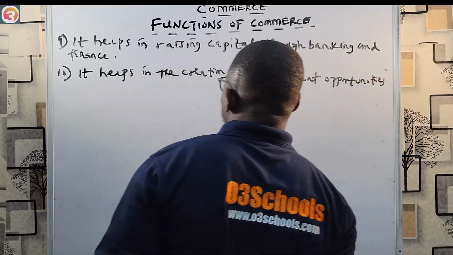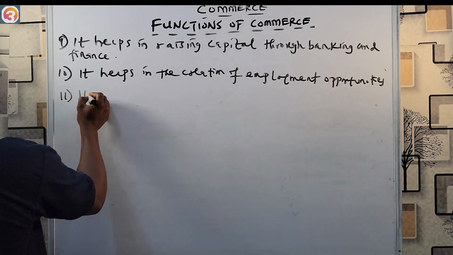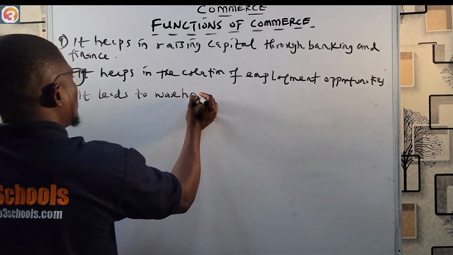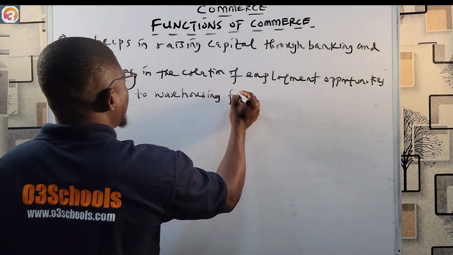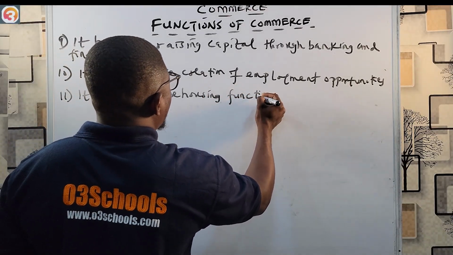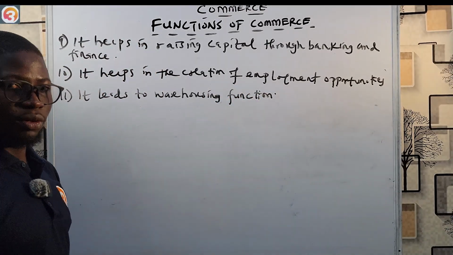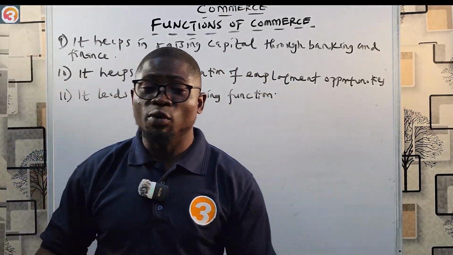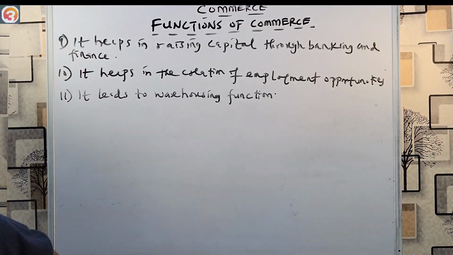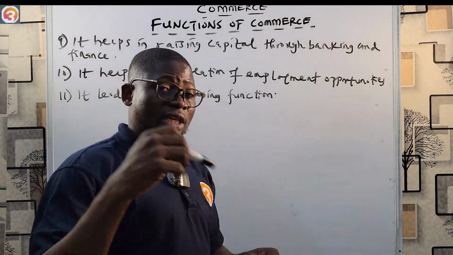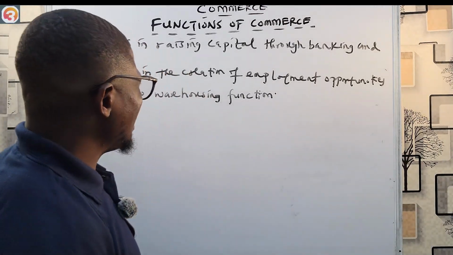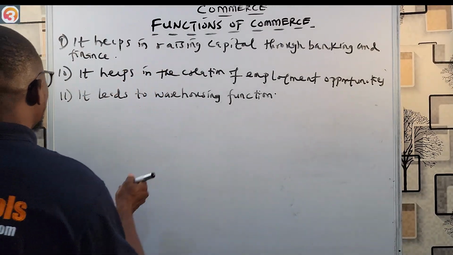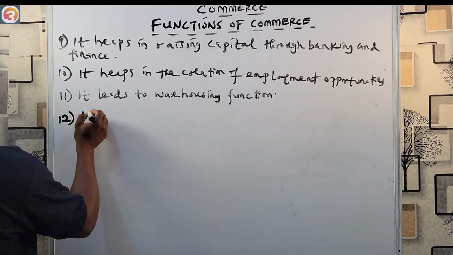So number 11 says it leads to warehousing function. All right, I talk about warehouse. You see that because its productivity has increased, you will definitely need what? A warehouse where you will be keeping what? Goods. All right, so that is very, very important. It leads to warehouse function.